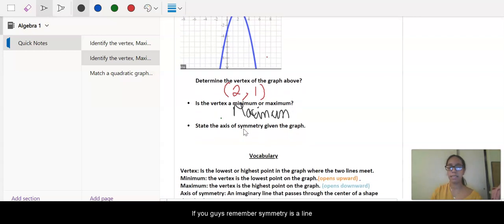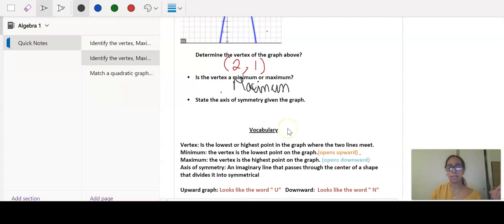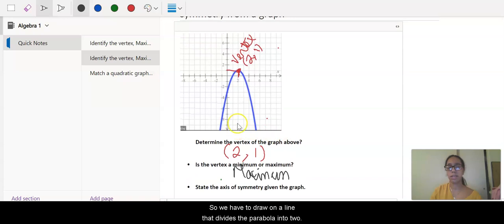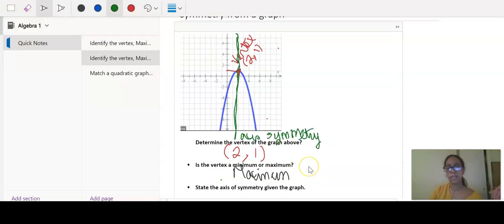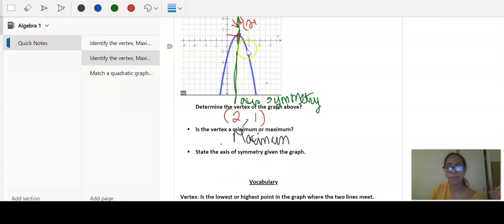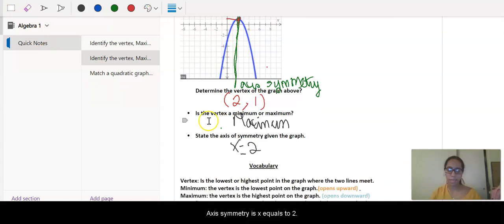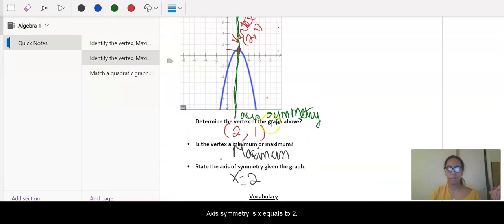If you guys remember, the axis of symmetry is a line that passes through the center of the parabola. So we have to draw a line that divides the parabola into two from the center where the vertex is located. So the point is the x-coordinate where the vertical line is passing through the x-axis. The x-coordinate will be passing through 2. So x is 2. So the axis of symmetry is x equals 2.